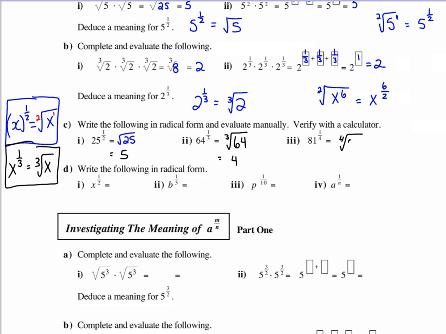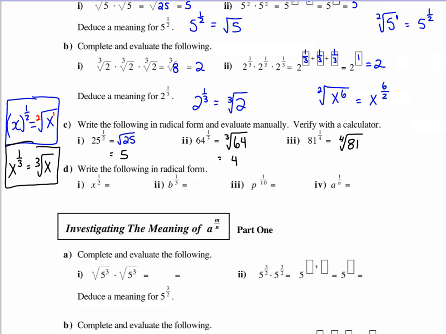4th root of 81. The bottom of the fraction is your index. The denominator of the fraction is your index. If your denominator was a 2, it was a square root. Denominator was a 3, it was a cube root. Denominator is a 4, it's a 4th root.